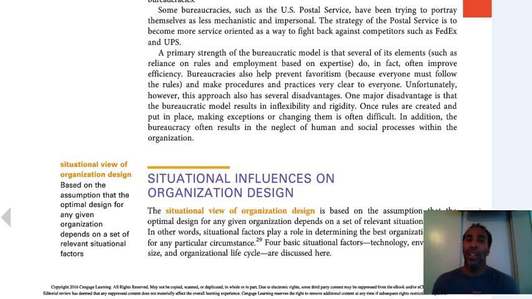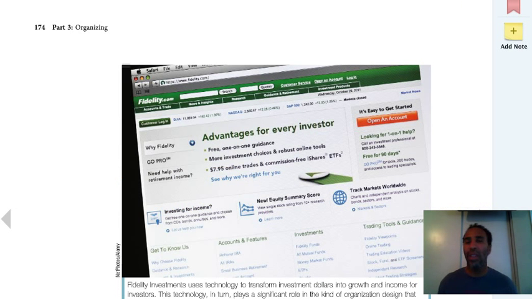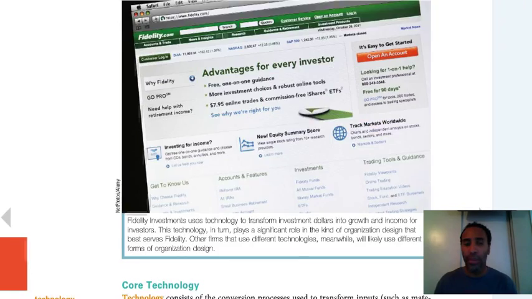Situational view of organizational design. So based on the assumption that the optimal design for any given organization depends on a set of relevant situational factors, right? So you get an interview, they're going to ask you about certain situations, right? So what would you do in this situation? They'll give you situations very relative to the position, but some things are situational or behavior based. So you have situational based questions and your behavior based questions as well.